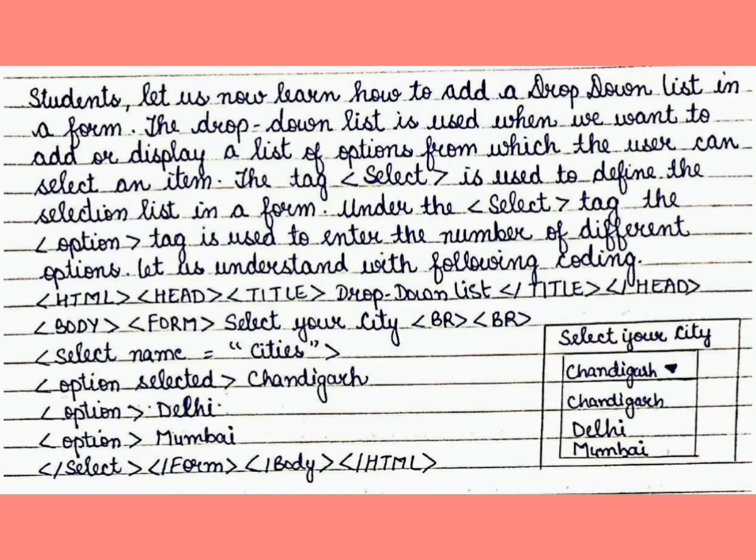After using the basic tags, use the form tag and write down select your city. Then use the select tag, name is equal to cities. Option selected, write Chandigarh, Delhi, Mumbai. Like this, you can add other cities also. Close the select tag and close the form tag also.